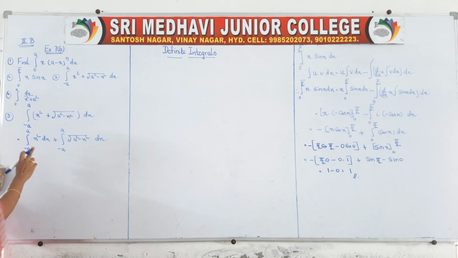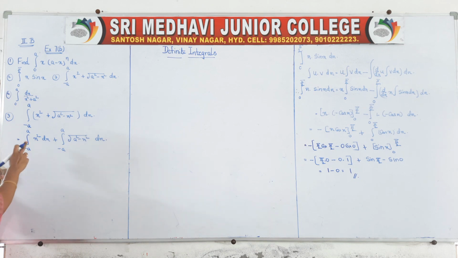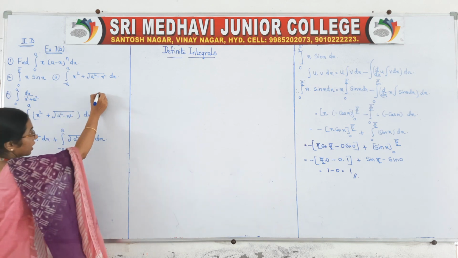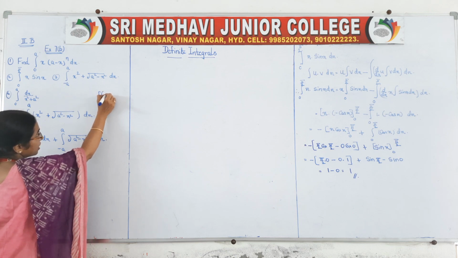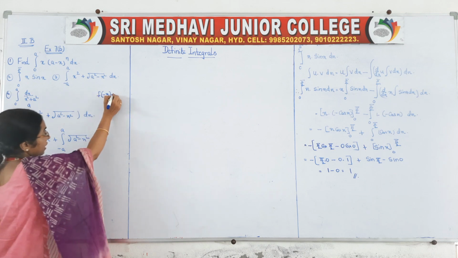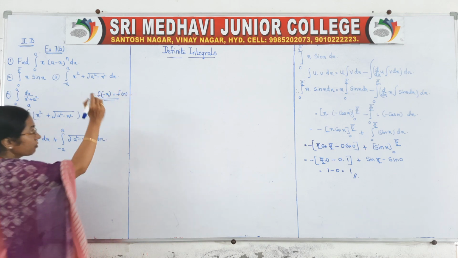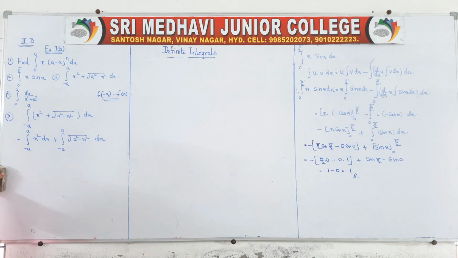Okay. So now observe, this is x square and this is root of a square minus x square. Both are even functions. What is the meaning of an even function? In the given equation, if we substitute minus x in place of x, then also it remains the same, then that function is called an even function.